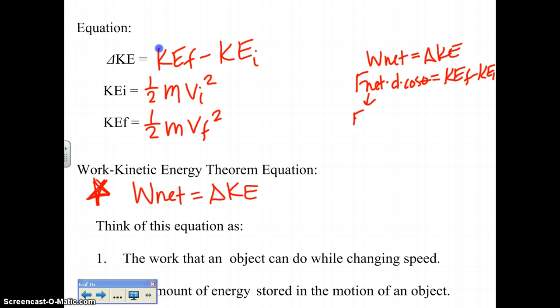On this, you're probably going to have to draw a free body diagram to figure out what the forces are that are working on the system. Also, make sure that you look at what your velocity values are when you start the problem off. Maybe it said started from rest. If it says started from rest, then your KEI is going to be equal to 0. If it says came to rest, then your KEF, because VF would be 0, is going to be equal to 0.